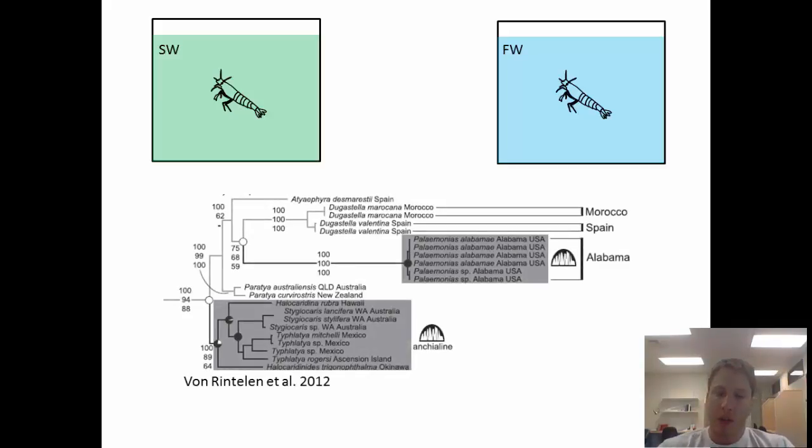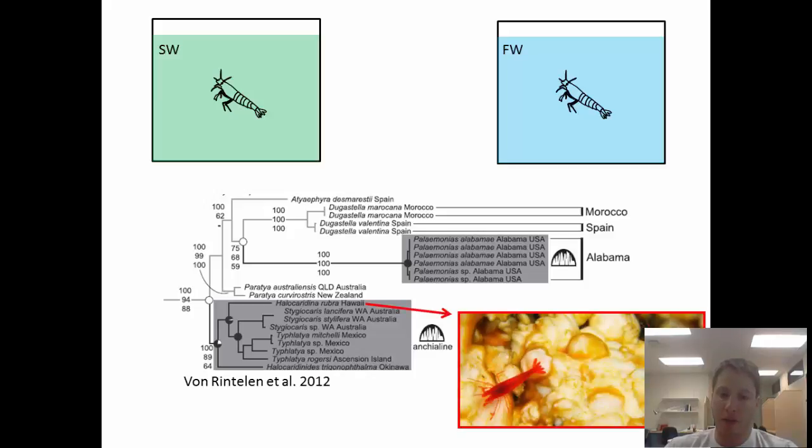But there's one group of Anchiads called the Anchialine clade, which is shown at the bottom of this phylogeny, where the adults can actually tolerate seawater. And today we're going to be talking about one member in that clade, Halocaridina. They're in this Anchialine clade because they're found in anchialine habitats.